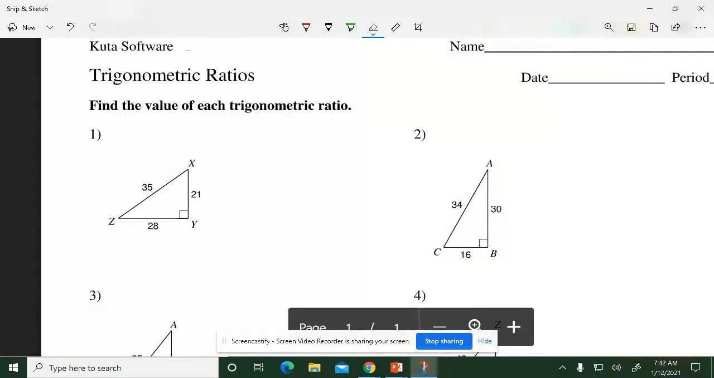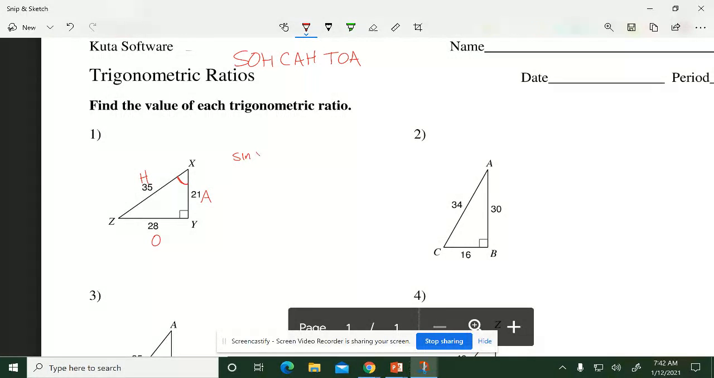So let's start with angle X. If we have angle X, then we know that 35 is going to have to be the hypotenuse. 28 is the opposite because it's across, and then 21 is the adjacent because it's next to the X angle. All right, so now we're going to use our SOHCAHTOA to do sine, cosine, and tangent of X.